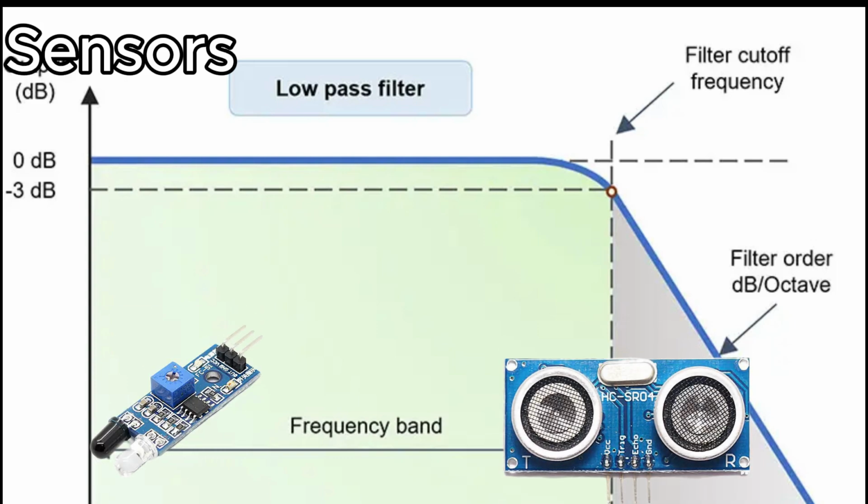To test the filter, we first gathered raw sensor data under varying environmental conditions. Applying the low-pass filter significantly reduces the noise and improves the reliability of the distance measurement.